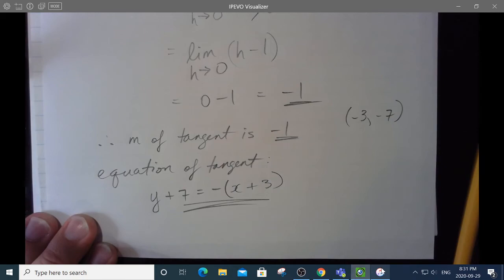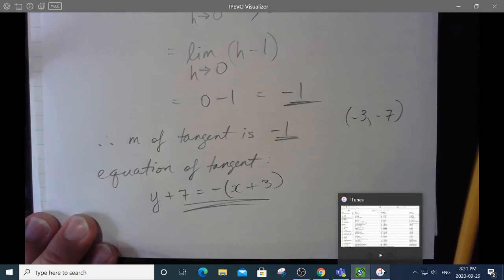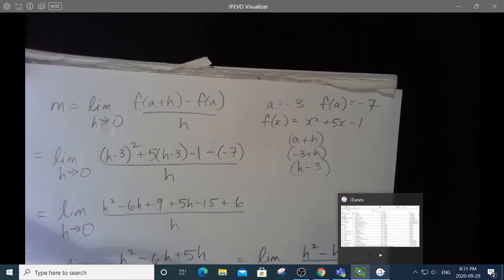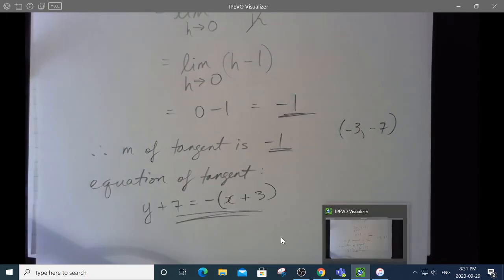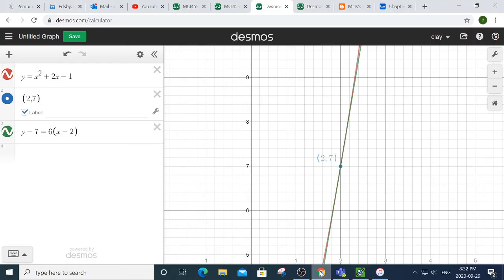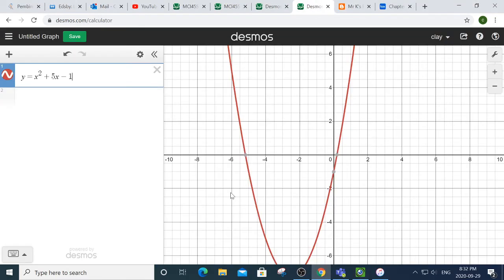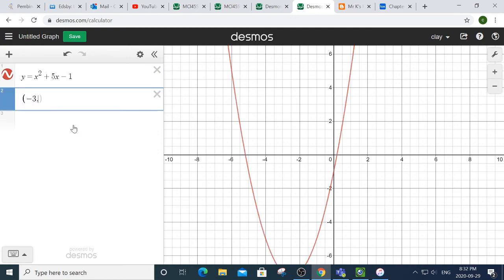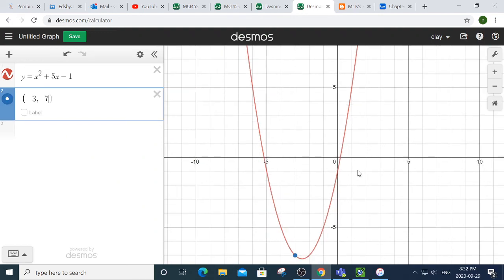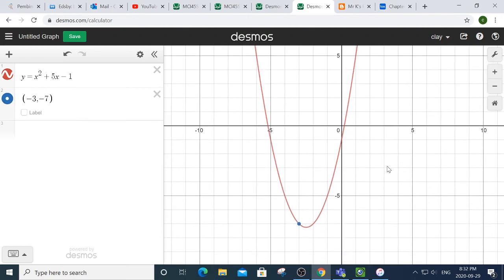Let's see if Desmos says that that line really is the tangent to this curve. Let's check that out. I'm very curious. Oh, there's my iTunes. Isn't that nice? Okay, so let's see. I think that's the last thing I put together. There it is. There's the curve. Let's put the point down that we want. We want the point negative 3 comma negative 7, which you can't see right now. There we go. Now we can see it.